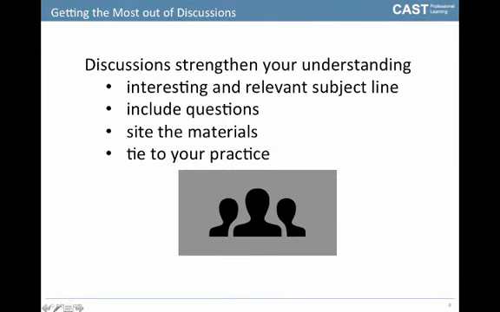To facilitate the discussions so you are getting the most out of them, we have a few additional suggestions from discussions that have been very purposeful, helpful, and engaging. Ask questions and question topics you have read or viewed. Use the discussion threads as a tool to strengthen your understanding of the topics. For example, have an interesting and relevant subject line. Include questions that the readings and course activities provoked in you. Cite the materials. Tie the readings and activities to your practice.